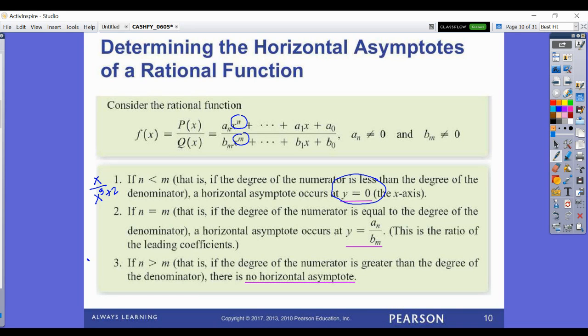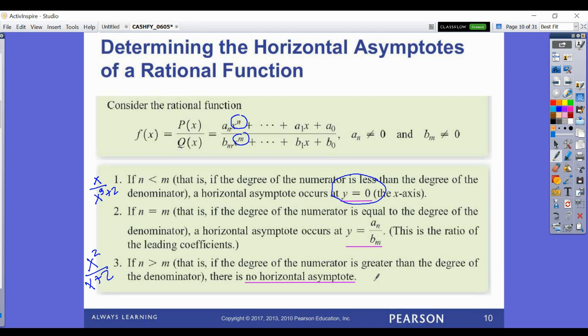What if the top was bigger? What if I had x squared over x plus 2? The top is growing faster than the bottom. So if the top is getting bigger and bigger, then my number is just getting bigger and bigger. So it's just going off to infinity. So there is no horizontal asymptote. And we'll talk about another type of asymptote in a minute, which will work on this kind of problem. But what you need to remember for now is if the bottom is bigger, it's getting closer to 0. If the top is bigger, it's going towards infinity. So there's no horizontal. The ends are going up or down.